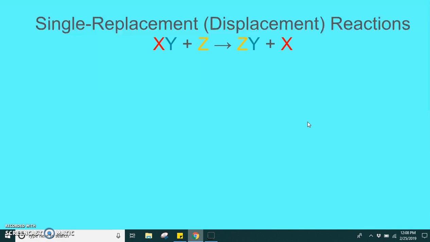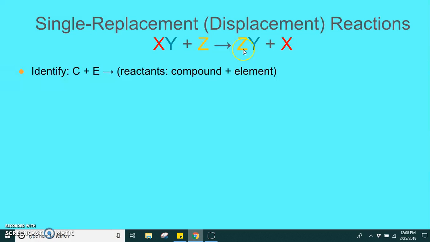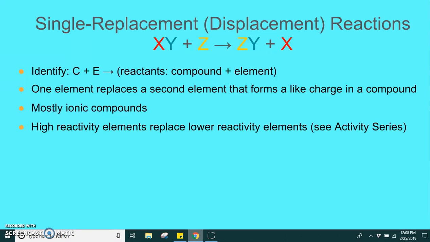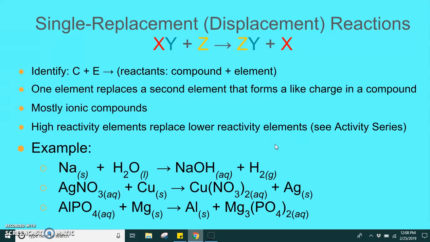Single replacement or displacement reactions happen when one thing takes the place of another thing. That's why it's called a single replacement. Generally, you have a compound and an element, and in the products you form a new compound and a new element. So you can identify them pretty easily by seeing compound, element, compound, element. One element replaces a second element, and they form a compound. You generally see this with ionic compounds. You have to have a reactivity series to be able to tell if these reactions are going to go. When we learn how to predict products, you will be able to determine if these reactions will happen or not. But for right now, I just want you to identify the reactions when you see them.